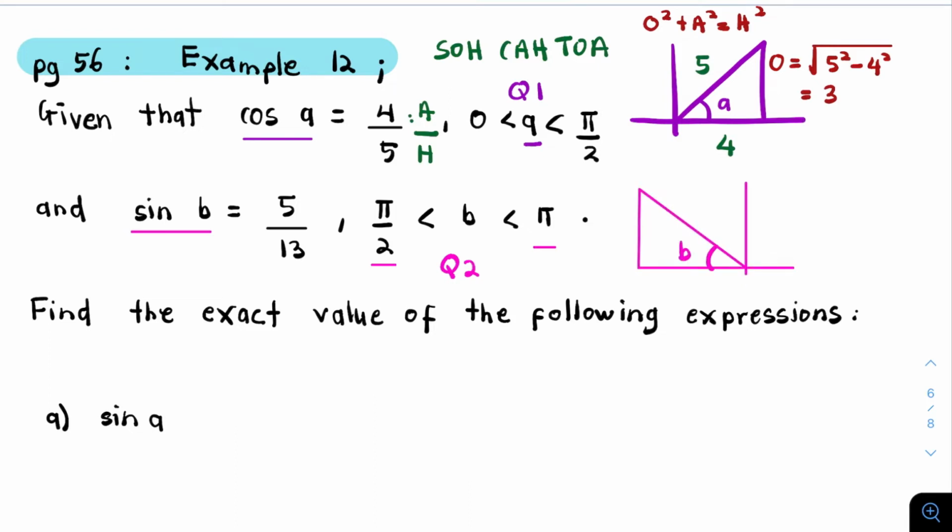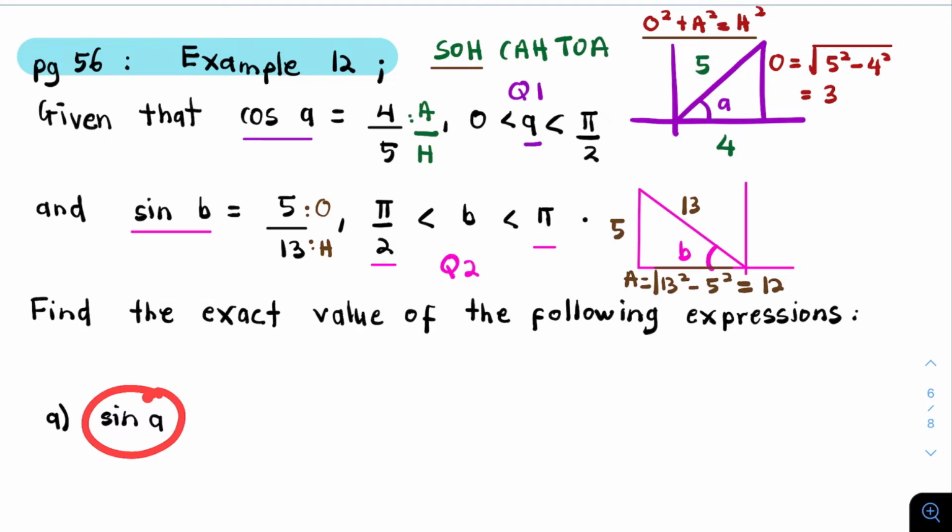So what is the side that you can know? Because it's SOH, it is opposite and hypotenuse. So this is the opposite, this is the hypotenuse. Opposite is 5, hypotenuse is 13. How can you find the adjacent? Again, using the Pythagoras theorem. The adjacent over here would be the square root of 13 squared minus 5 squared, which is going to give you 12.